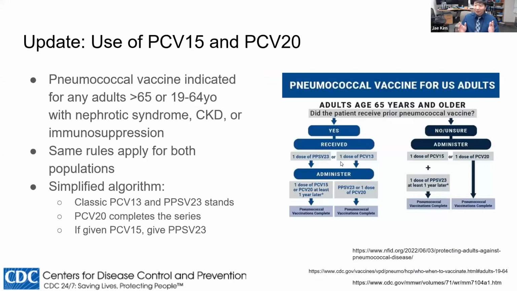Did you guys know that there's PCV15 and 20 on top of the PCV13 and PPSV23? So patients who are 65 years old should already be getting this, but for our 19 to 64-year-old populations with CKD or immunosuppression, the same rules apply for both populations. And you could go through this diagram, which is kind of simplified. Classic 13 and 23 stands, PCV20 completes the vaccine series. And if they've been given 15, give 23.